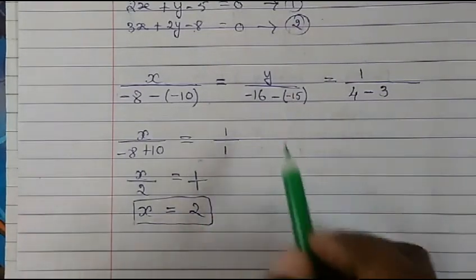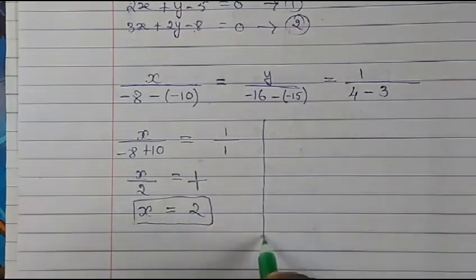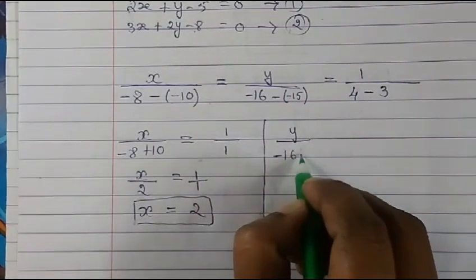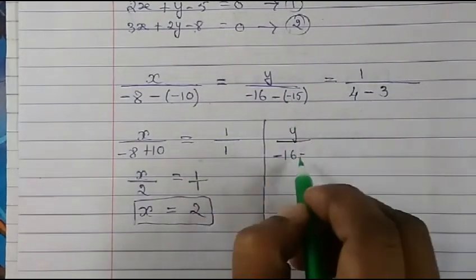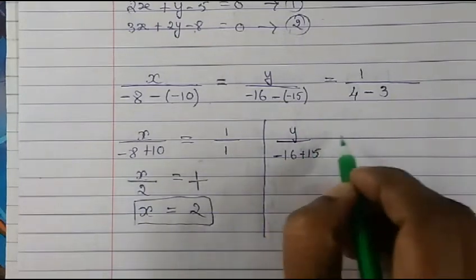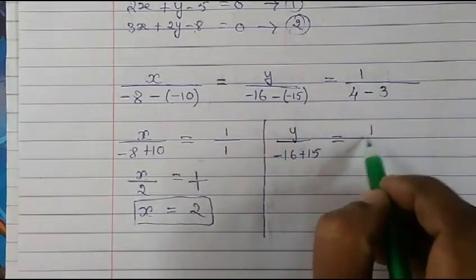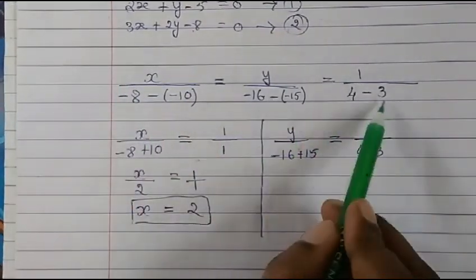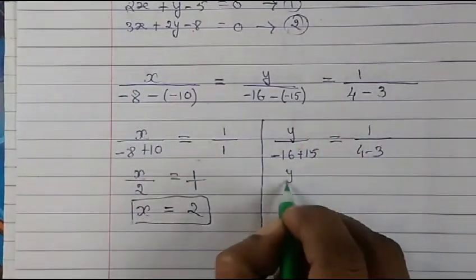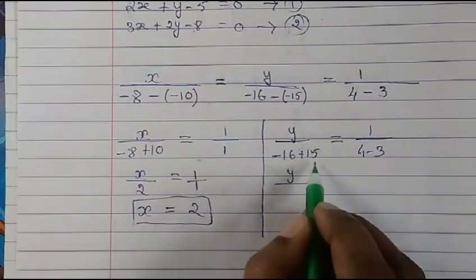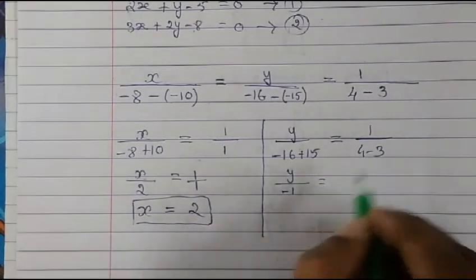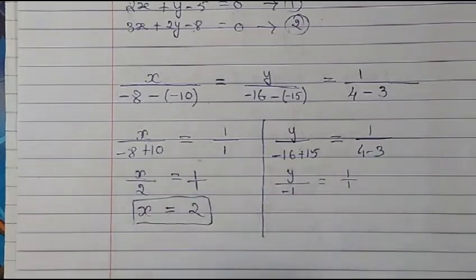Same way you have to find out for the y value. That is y minus 16, minus into minus will become plus 15. This also you have to compare with this, and this also you have to compare with this. So then you simplify, minus 16 plus 15 will give us minus 1. This will be 1 upon 1.